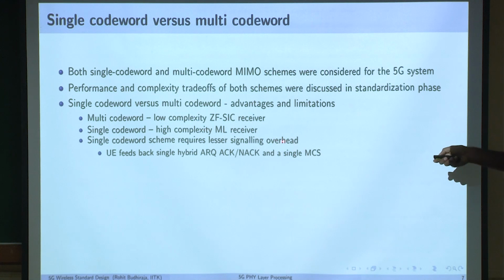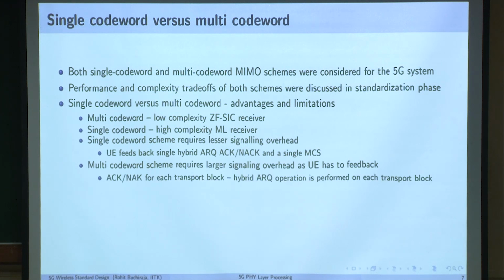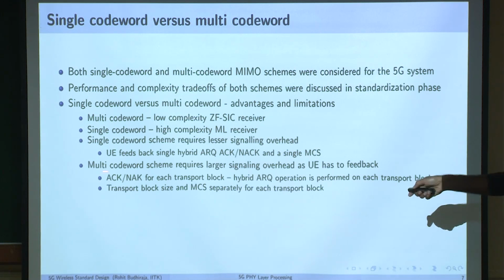So this single code word transmission, even though it requires a high complexity receiver, requires a lesser signaling overhead. When compared with the multi-code word scheme, it requires larger signaling overhead. What does UE need to feed back? It needs to feed back ACK or NACK for each transport block. Hybrid ARQ operation is performed on each transport block because there are two different transport blocks. More than this, transport block size and MCS separately for each transport block.